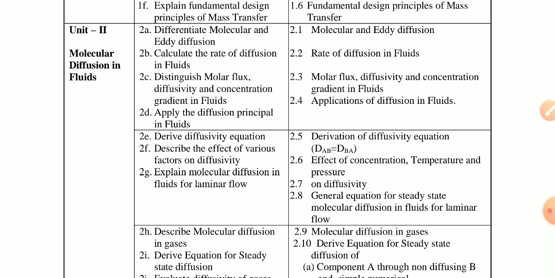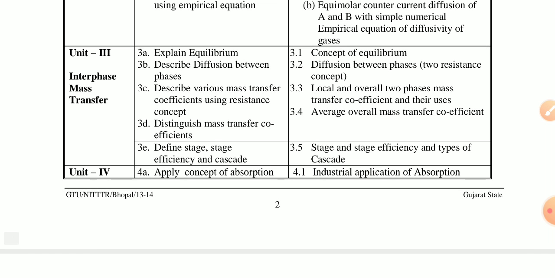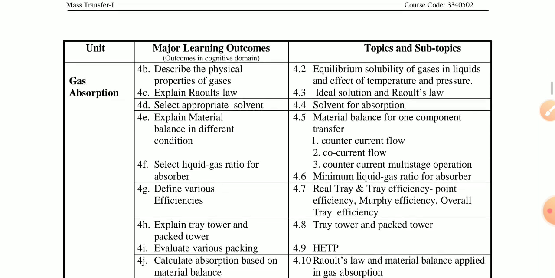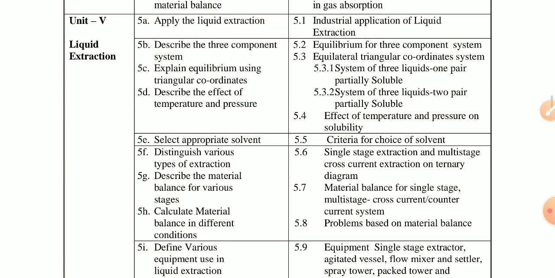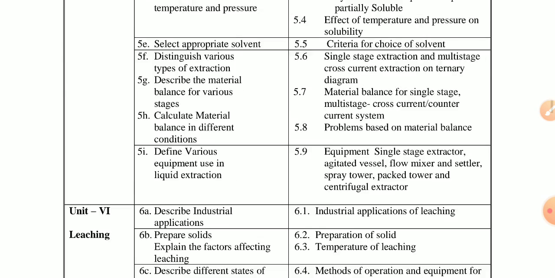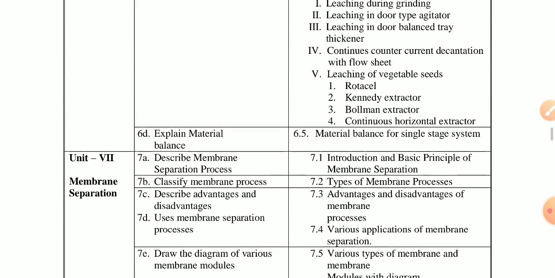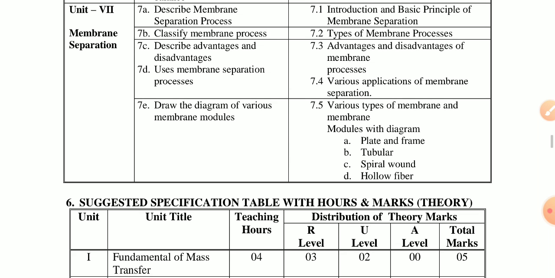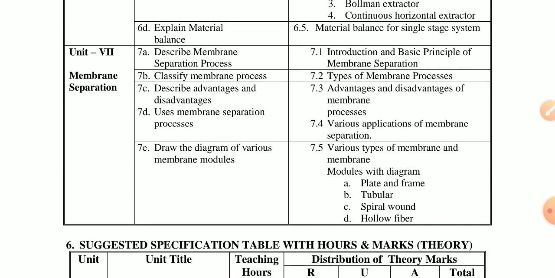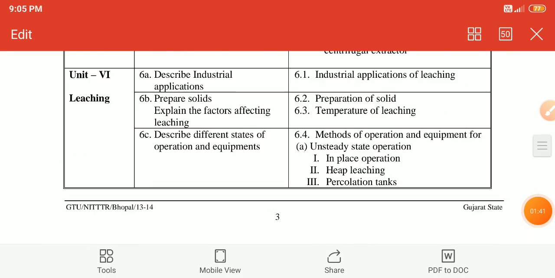Okay, there are a number of topics. We will discuss the most important topics in this syllabus. Then interface of mass transfer, unit number 3, and unit number 4, gas absorption, most important. And then unit number 5, liquid extraction. Unit number 6, leaching. And unit number 7, membrane separation. Okay, this is the most important topic. One by one we will discuss. Now start one by one point.